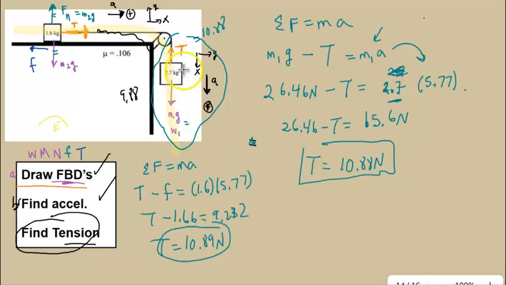So weight's got to be bigger than tension. Tension's got to be bigger than friction in order for everything to accelerate in the direction that we know they are. You don't have to do both objects, but it's a great way to check your work. All right, almost done. Thanks for listening.